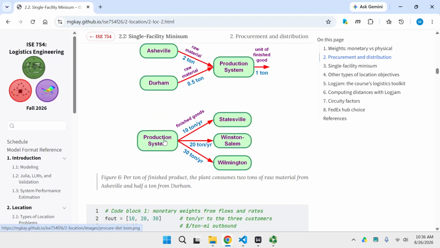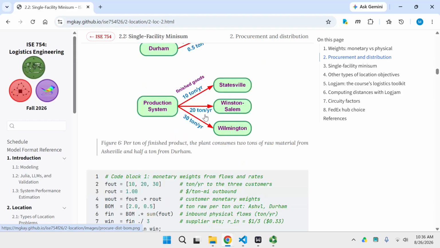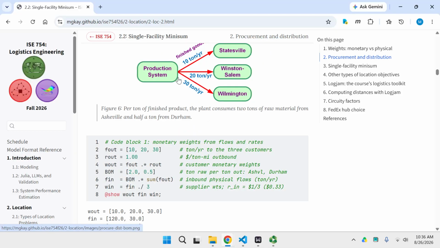And here we're now looking at the distribution side. What we're specifying here is the demand for these 3 customers. The customer in Statesville requires 10 tons per year, and the others 20 and 30 tons. So in terms of solving a problem like this, we can formulate it as a proper location problem, and here I'm going to look into the code block itself. Line 1, we specify the tons per year. So these are the demands of the 3 customers.